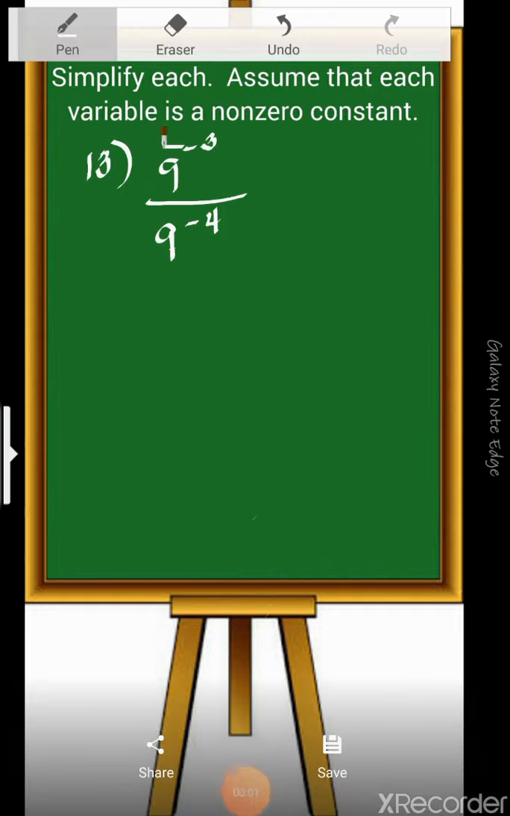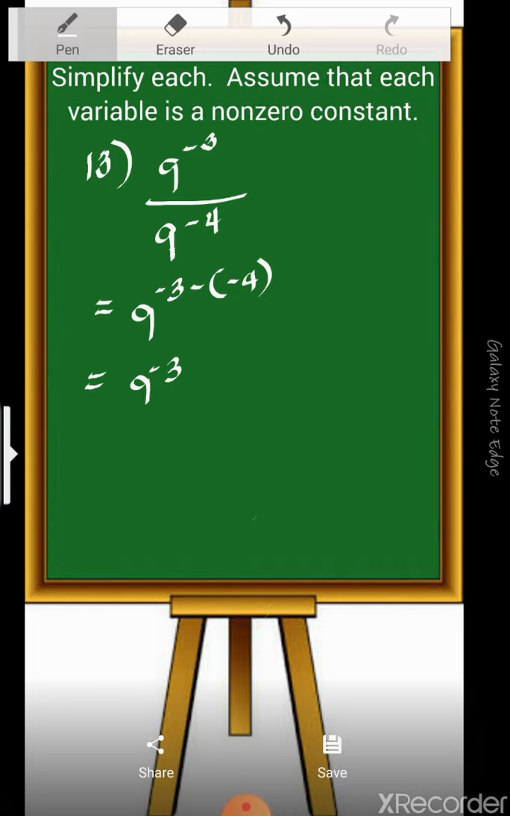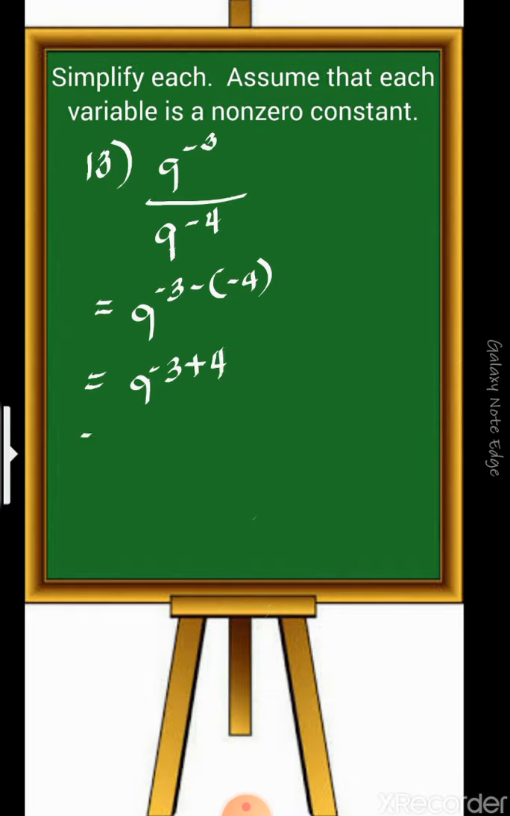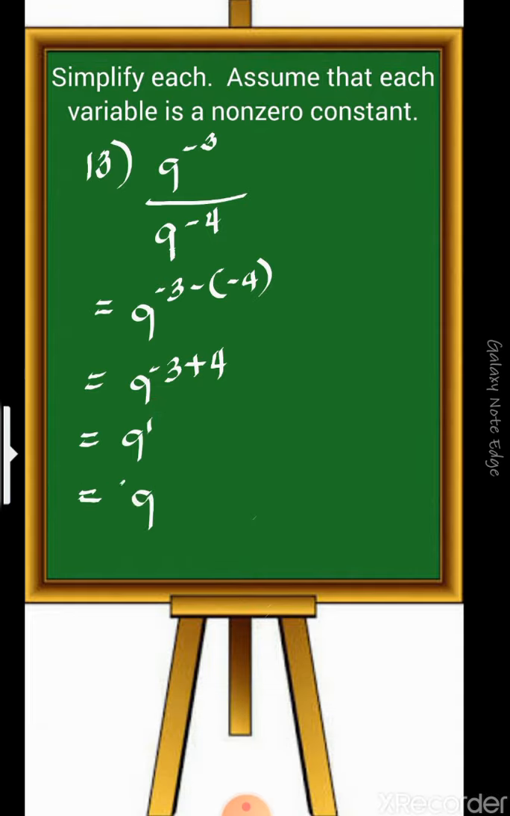For number 13, since the expression has the same base, quotient rule will apply here. So it will become 9 and then subtract the exponent. Negative 3 minus negative 4. So it will become 9 raised to negative 3, negative times negative will become positive 4. So the answer here is 9 raised to 1. Negative 3 plus 4 is 1 or 9. So that is our answer for number 13.